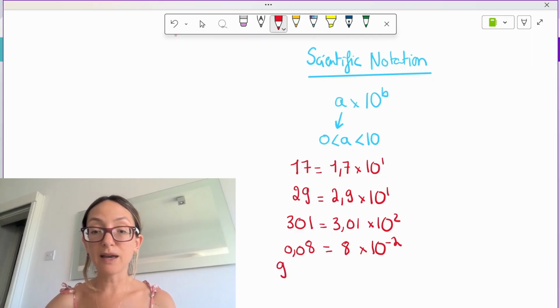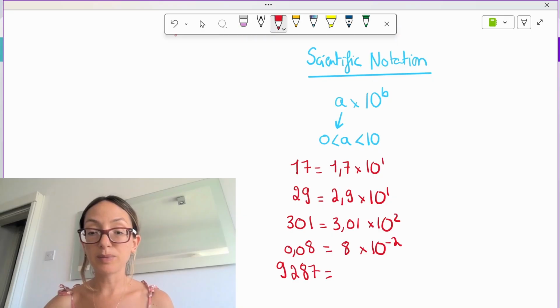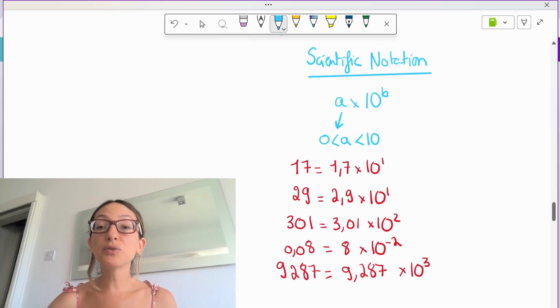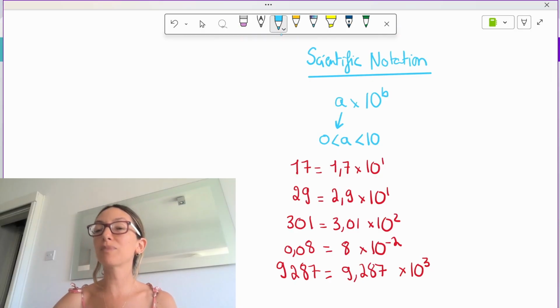So let's say 9,287. So that will be 9.287 times 10 to the power of 3. So the reason why this scientific notation is very useful is that it allows us to see how big this number is in terms of powers of 10.